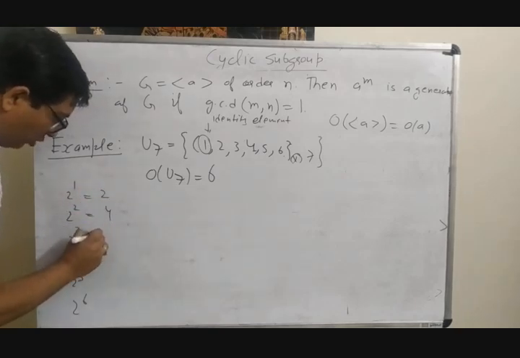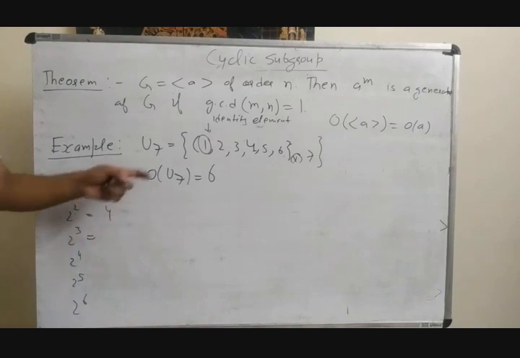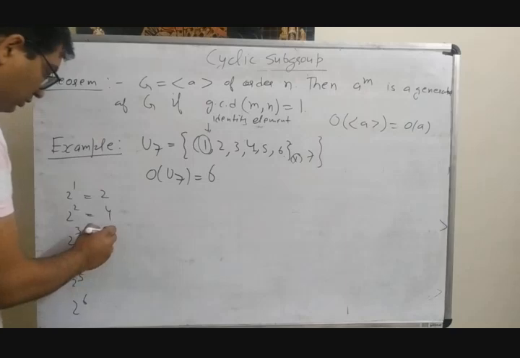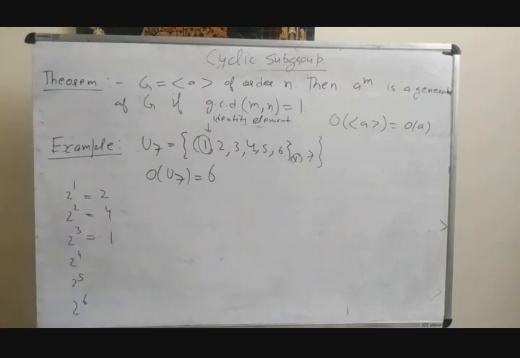Now what is 2 raised to power 1? It is 2. 2 raised to power 2? 4. 2 raised to power 3? 8, and 8 with respect to modulo 7 will be equal to 1. What is 2 raised to power 4? 2 raised to power 4 is 16, and 16 modulo 7 comes to be again 2. 2 raised to power 5 is 32, and with respect to 7, 7 times 4 is 28, so 4 is the element.